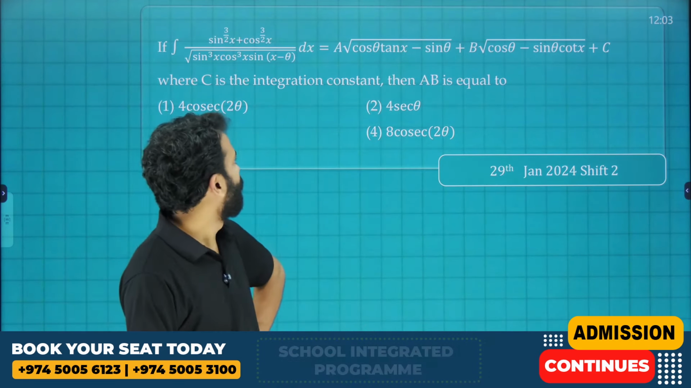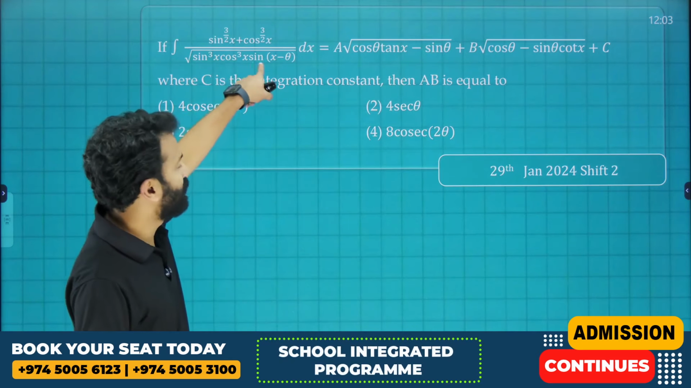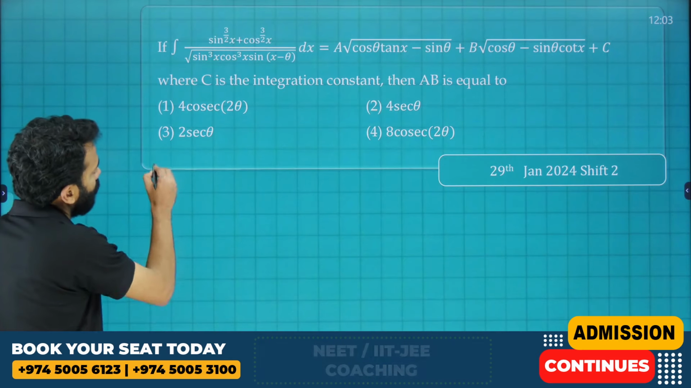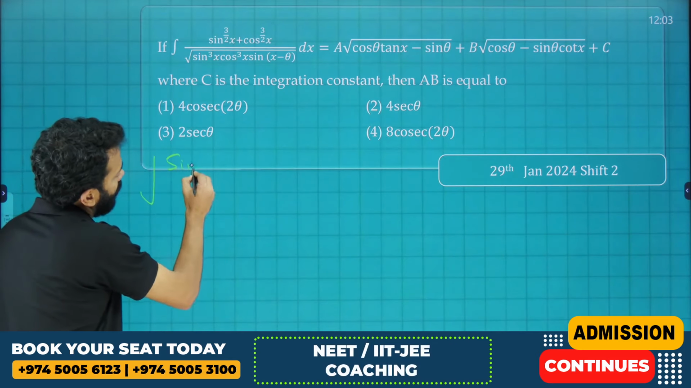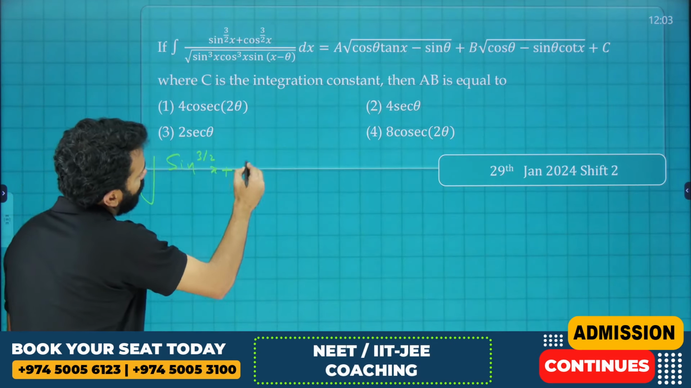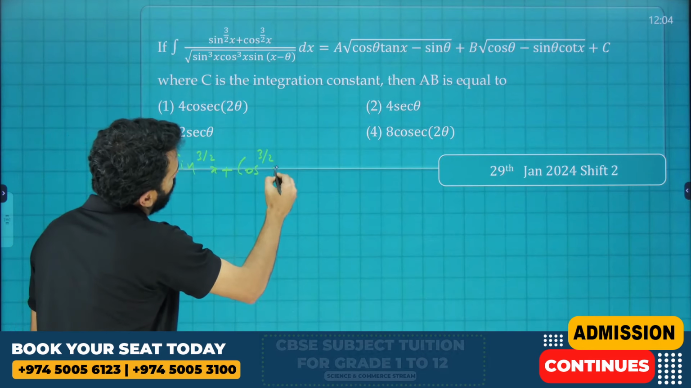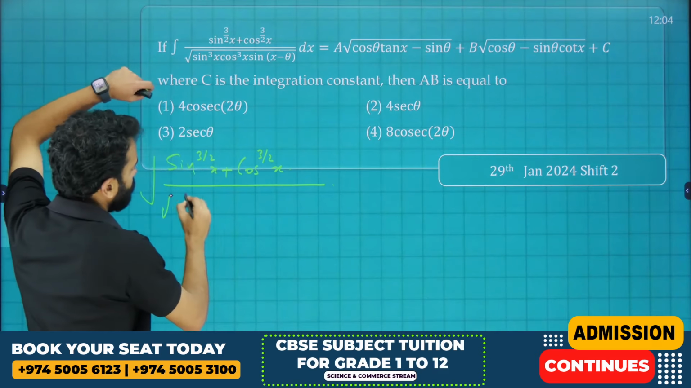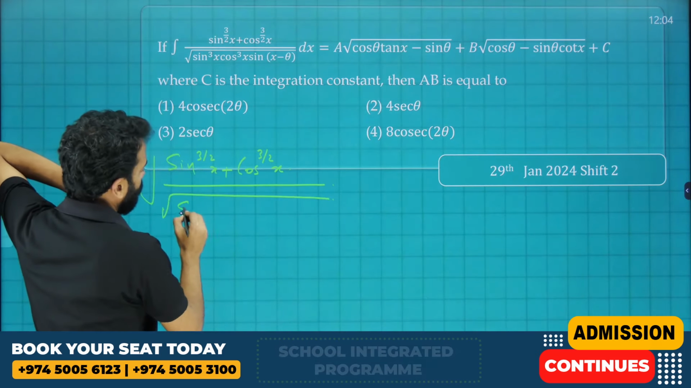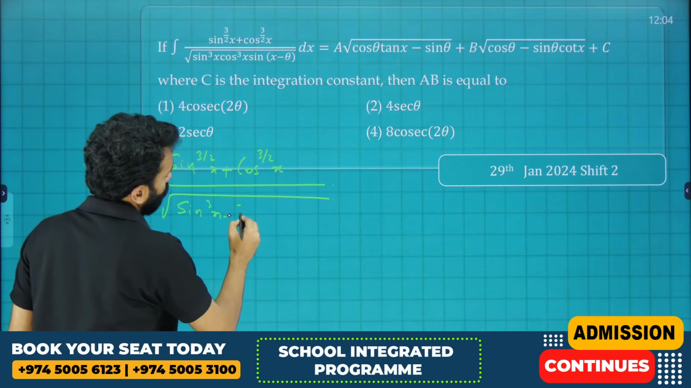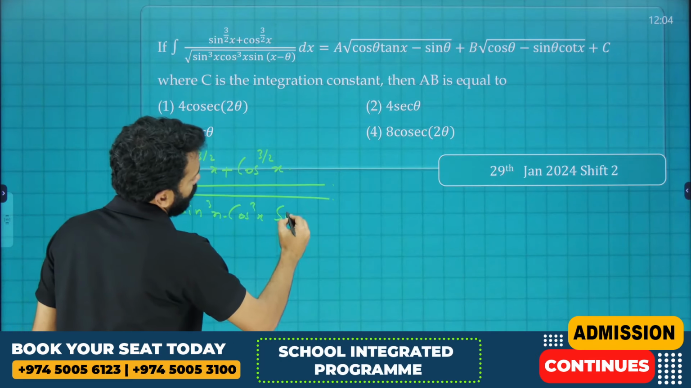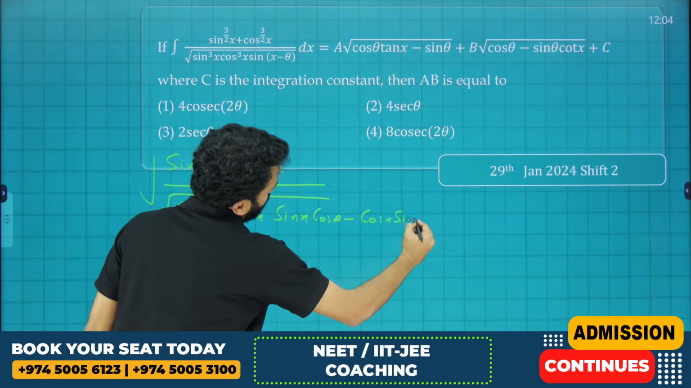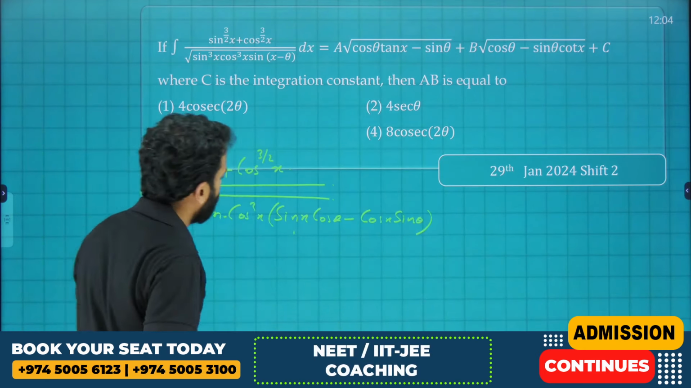So what I'm going to do is expand this. Let's see what happens. It will be integral of sin raised to 3 by 2 x plus cos raised to 3 by 2 x divided by square root of sin cube x into cos cube x into (sin x cos theta minus cos x sin theta) will be there.